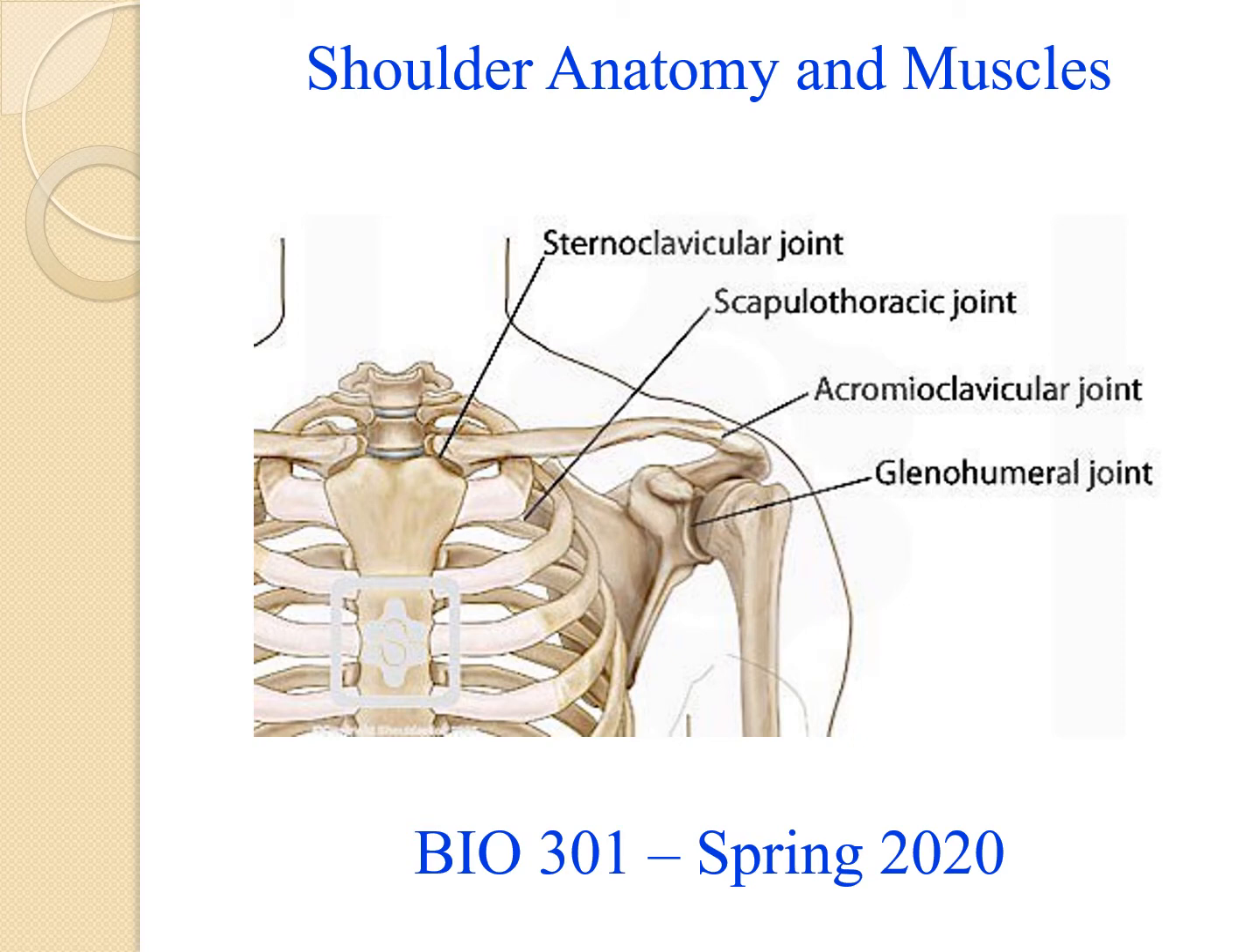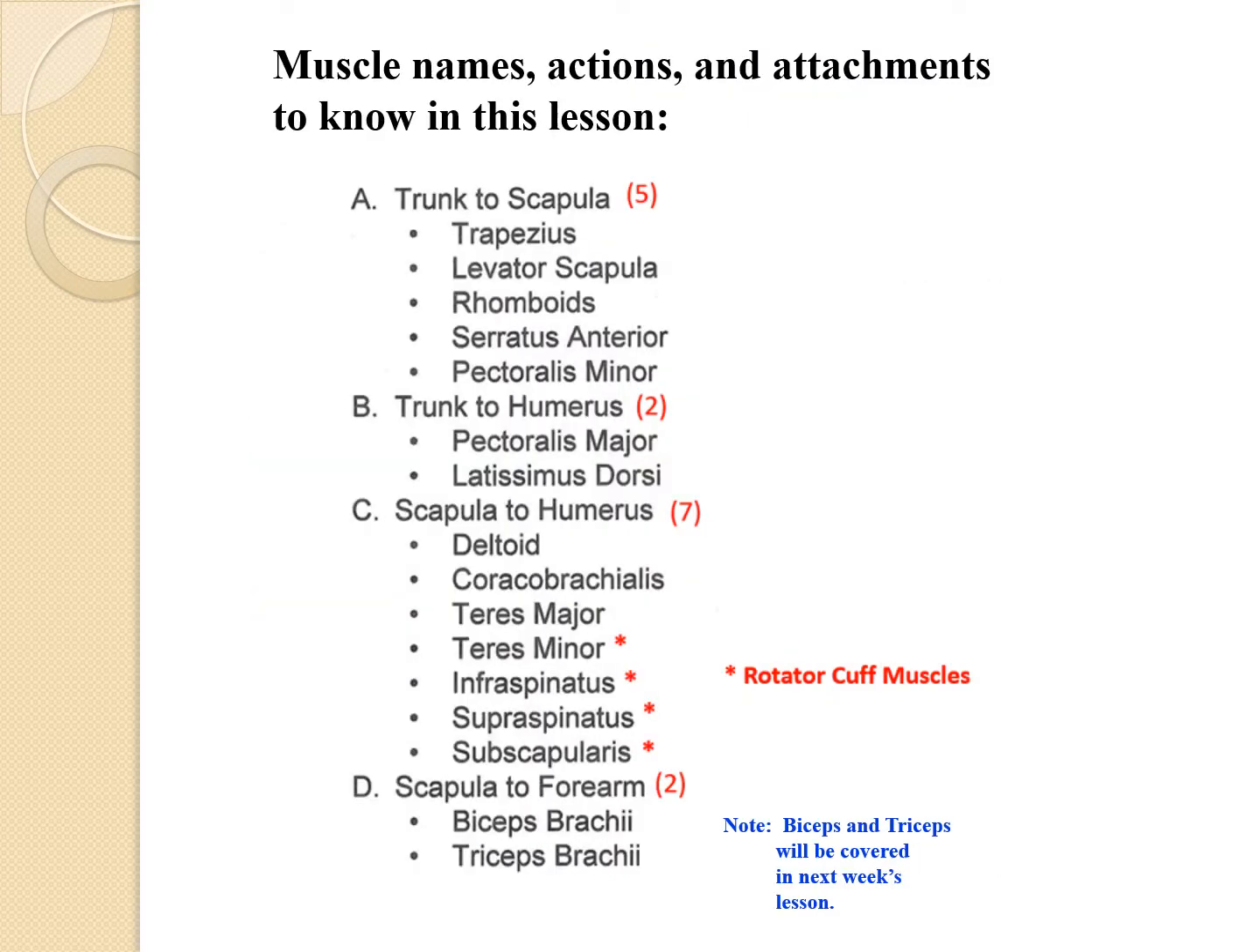There are a total of 16 muscles which act on these 4 joints. Listed here are the major muscles you should be able to identify by name, actions, and attachments after viewing this presentation. These will again be displayed at the end of the unit for your review.